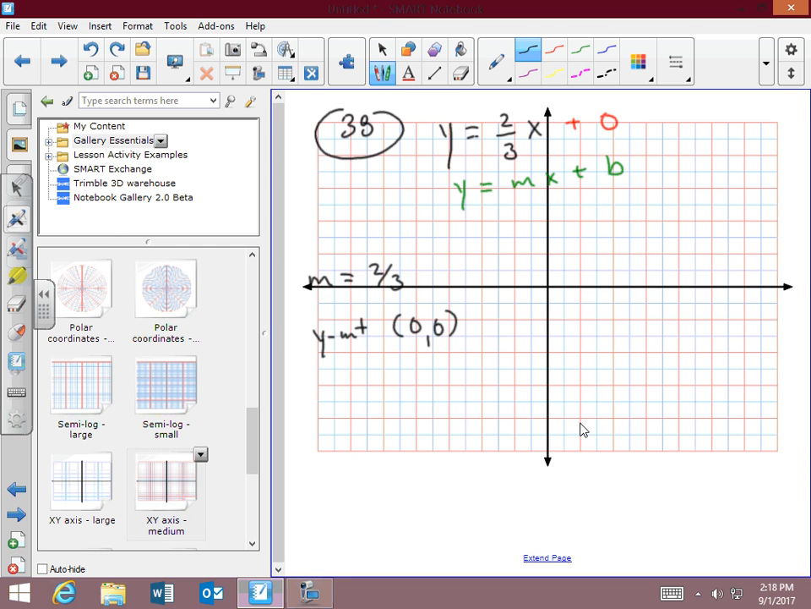So with that information, you're ready to graph it. So you go from 0, 0, and now the 2/3 says you go 3 right, 2 up. You can always say 2 up and 3 right, get you there. Or you could say 3 left, 2 down, or 2 down and 3 left. Now notice this graph, this should be collinear.